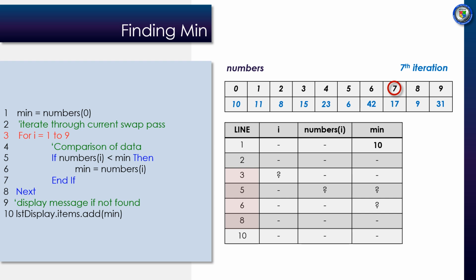Before, again, another iteration of our loop, and again traversing through that array nicely, now at index position 7. So I is at 7, our value in numbers I is 17. Comparing that against 6, so is it less than 6? It's not, it does not meet the condition. Therefore, our value in our variable min remains at 6.